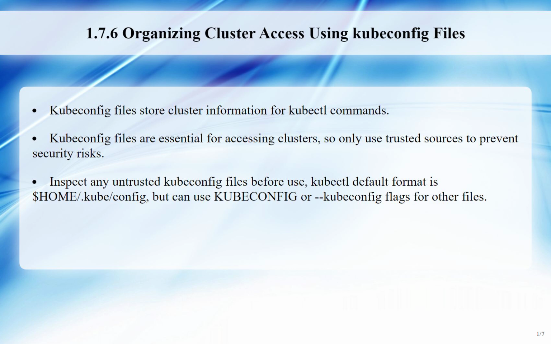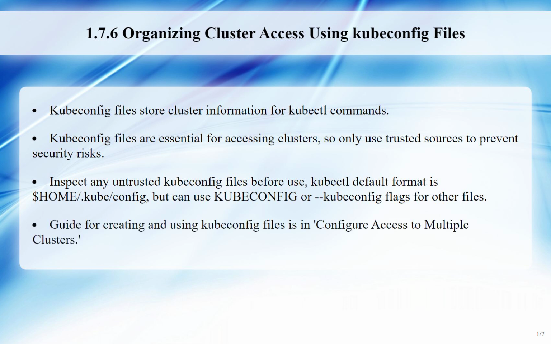By default, kubectl looks for a file named config in the $HOME/.kube directory, but can also specify other kubeconfig files using the KUBECONFIG environment variable or the --kubeconfig flag. For detailed instructions on creating and utilizing kubeconfig files, refer to the guide Configure Access to Multiple Clusters.